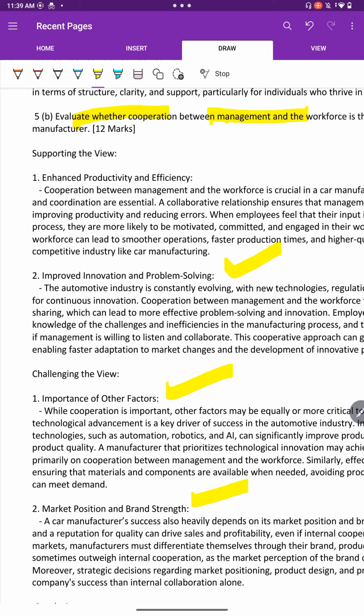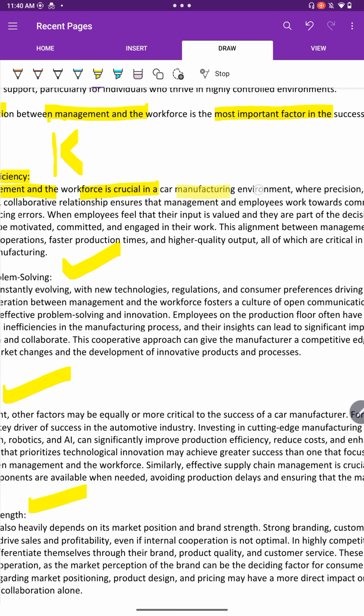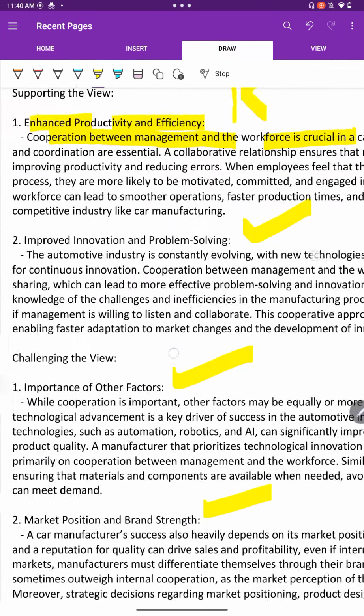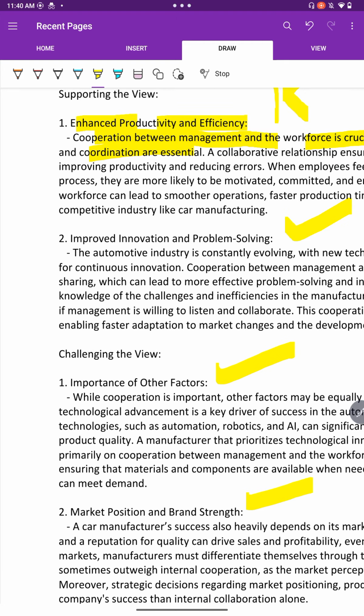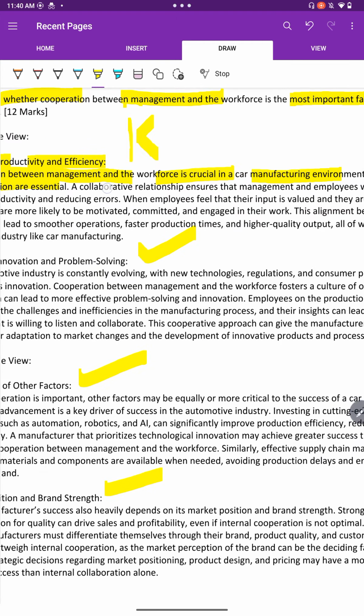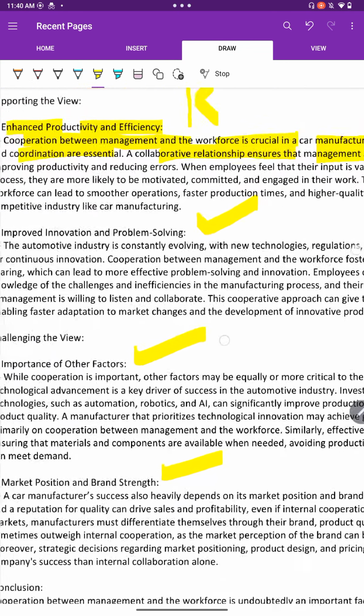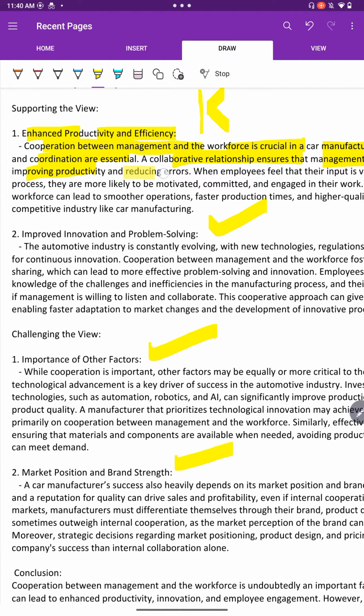First, the supporting view: yes, cooperation between management and the workforce is important. The first advantage is that it would enhance productivity and efficiency. Cooperation is crucial in a car manufacturing environment where precision, efficiency and coordination are essential, because a collaborative relationship ensures that management and employees work towards common goals, improving productivity and reducing errors.